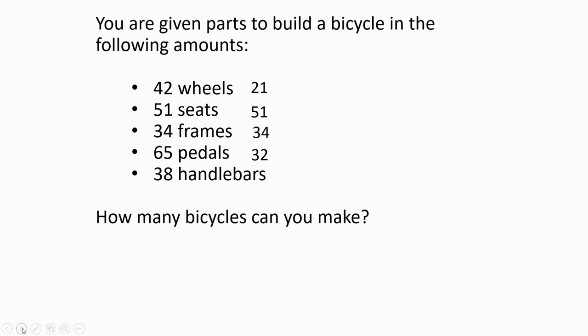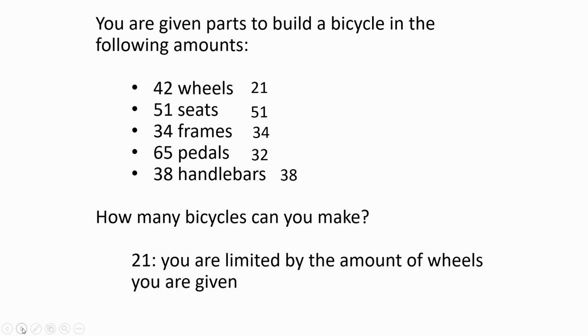And then finally, from the handlebars, each bicycle only has 1 pair of handlebars, so you're going to get 38 bicycles from the handlebars. So looking at our numbers, we see that 21 is the lowest amount, so we can only make 21 bicycles because we are limited by the amount of wheels. The wheels would be what we would consider the limiting reactant, and everything else would be excess reactants.